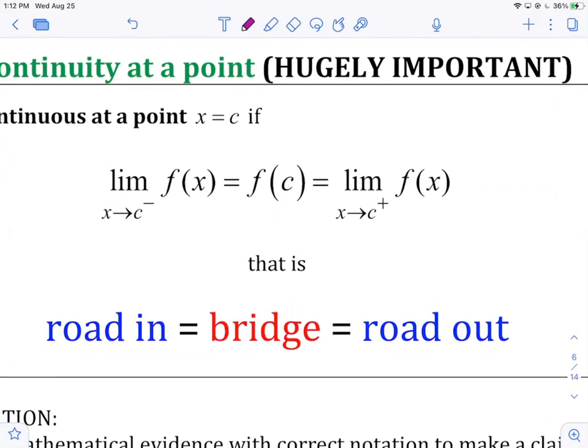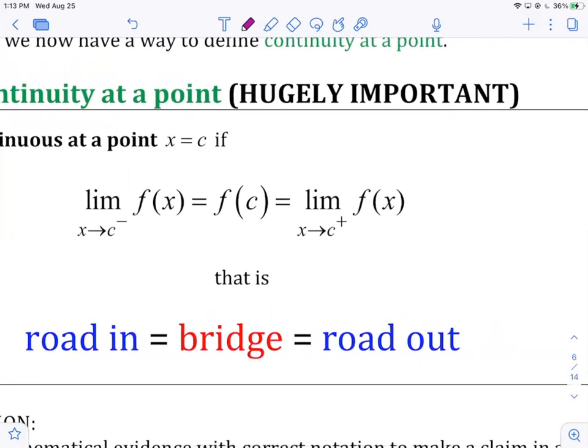And the reason that I like it like this is because it does kind of keep that analogy of driving in, across, and out. The road in equals the bridge equals the road out. And when we say that the road in equals bridge equals road out, we mean the y value, right? We mean the vertical location. All right, so that's why I call it the three-step definition. Real intuitive, real easy to remember.